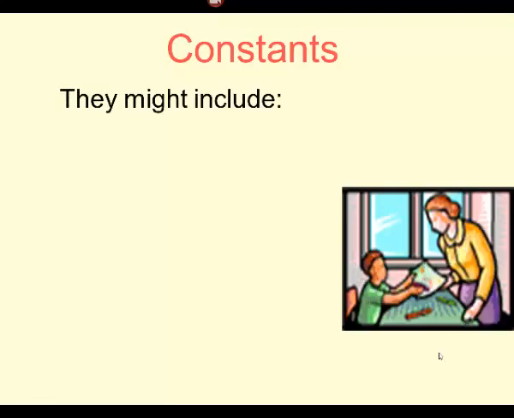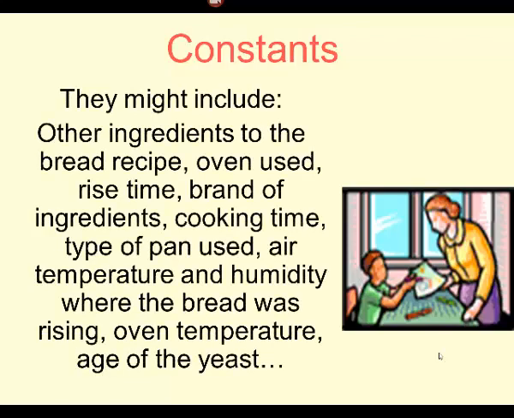Constants may include other ingredients to the bread recipe, the oven being used, the rise time, the brand of ingredients, the cooking time, the type of pan used, air temperature and humidity, where the bread was rising, oven temperature, age of the yeast. All of these things may play into how well the bread rises. So all of these things must stay the same for the experiment.